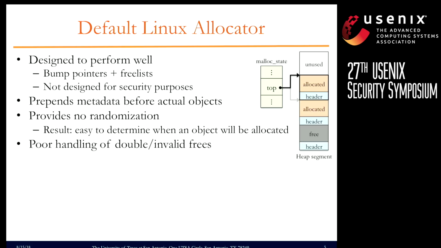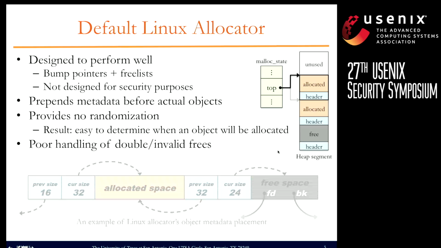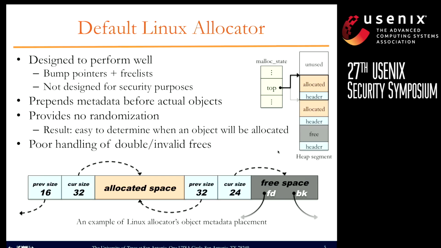But the problem is that the default Linux allocator wasn't designed for security purposes. One of the issues is that it prepends metadata before actual heap objects. You can see from this illustration, the metadata contains the previous object size as well as the current object size. There are also some status bits embedded in there, which I omitted just for clarity. And in the free space, it stores its free list pointers. It typically uses doubly linked free lists, which is why there's a forward and backward pointer there.